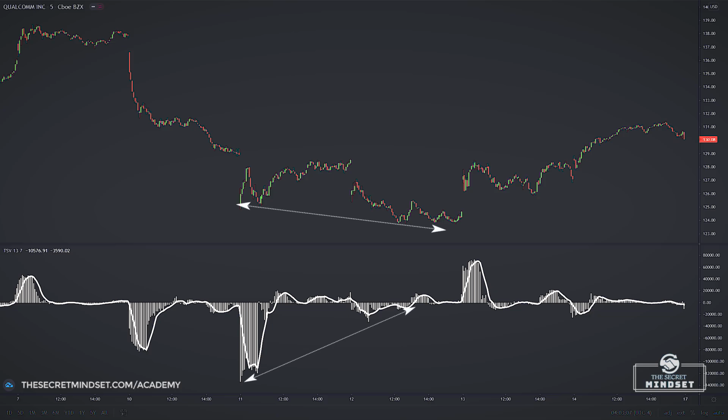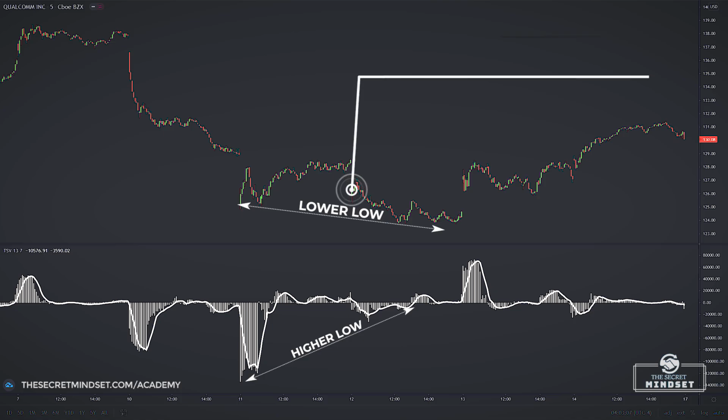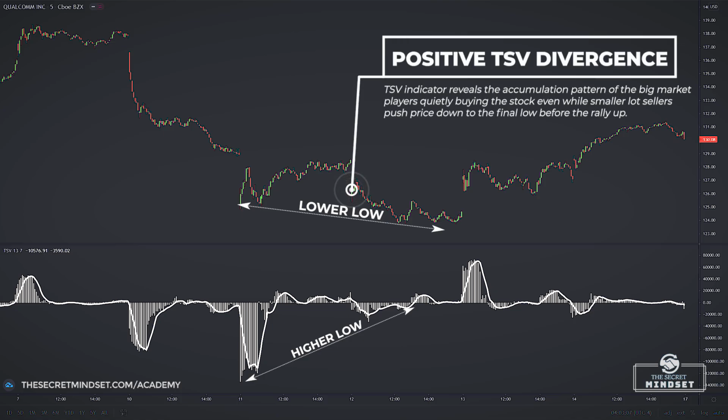If the price is making successively lower lows while TSV is making successively higher lows, this would constitute a series of positive divergences. This would be a leading indication of a possible bottom. In this case, the TSV reveals the accumulation pattern of the big market players quietly buying the stock even while smaller lot sellers push price down to the final low before the rally up.